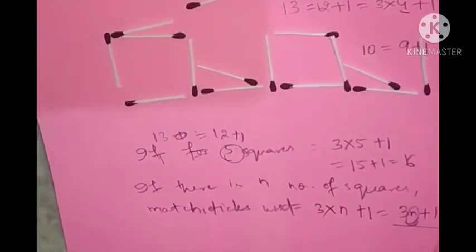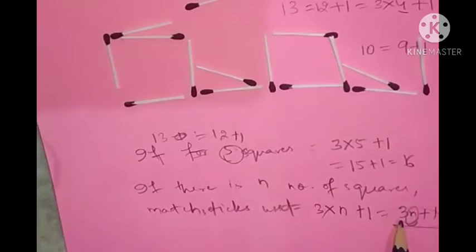We are using number, then letter, and operation. So here the number of matchsticks required is 3n plus 1. This is an expression of a variable, and what we have used is the letter.